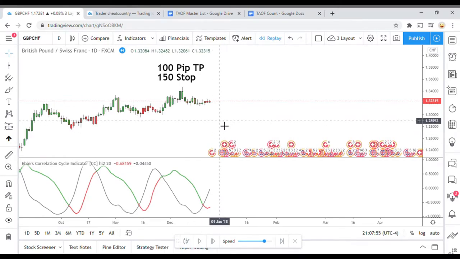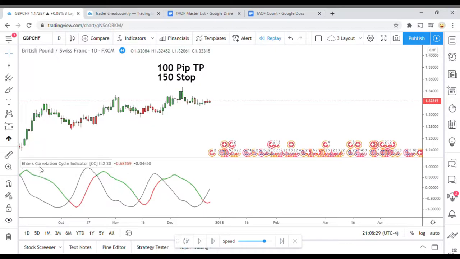All right, so today's indicator is the Ehlers correlation cycle indicator. It is a TradingView member created indicator, like most of the ones that we have been testing recently. And so there will be a link below in the description to this particular indicator on TradingView. It's a pretty simple setup. I mean, the indicator itself, it's not a whole lot going on with it.